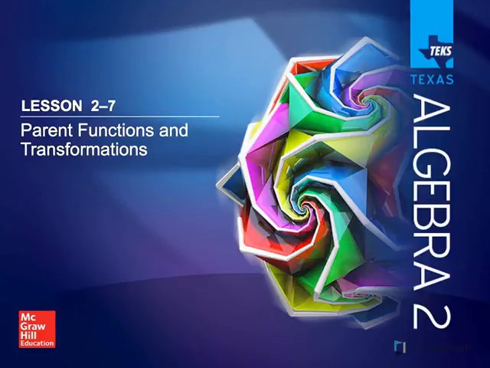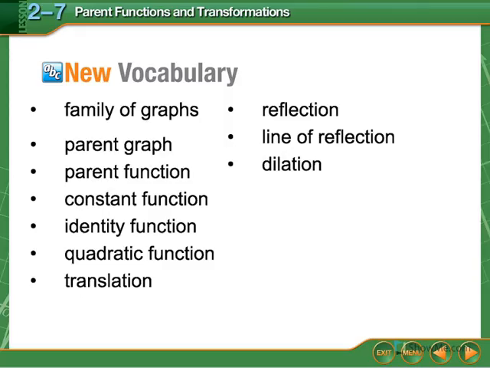Tutorial over 2.7 parent functions and transformations. Your new vocabulary is family of graphs, parent graph, parent function, constant function, identity function, quadratic function, translation, reflection, line of reflection, and dilation. A family of graphs is a group of graphs that display one or more similar characteristics.